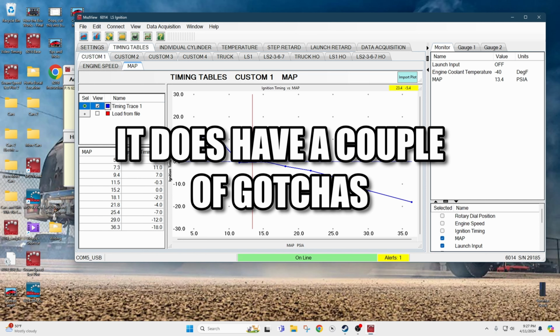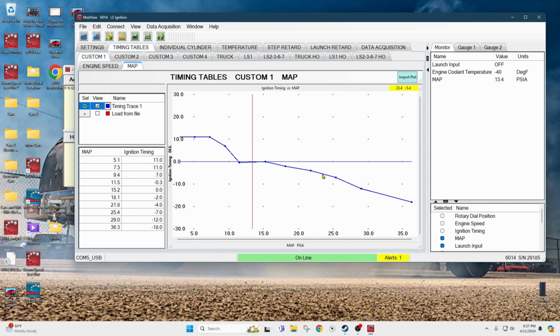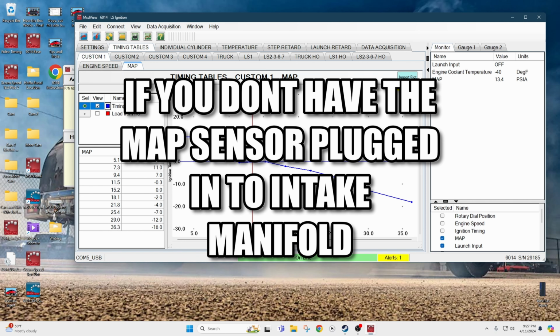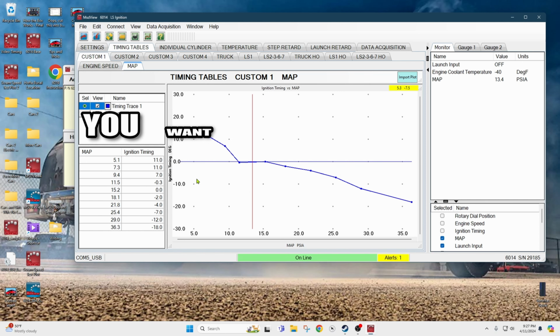It does have a couple of gotchas associated with this. If you do have a drag car, if you're racing at the drag strip and you aren't going to use the map sensor, if you don't have the map sensor plugged into the intake manifold to get a vacuum signal, you want to come in here and put zeros in all of these, because here's your red line of what it's showing, and typically it's going to show around 100 kPa if it's not plugged in, or atmospheric pressure, and then you'll be in this no zone. Although you can see it's not quite a 0 there, right? So it is going to be doing something.